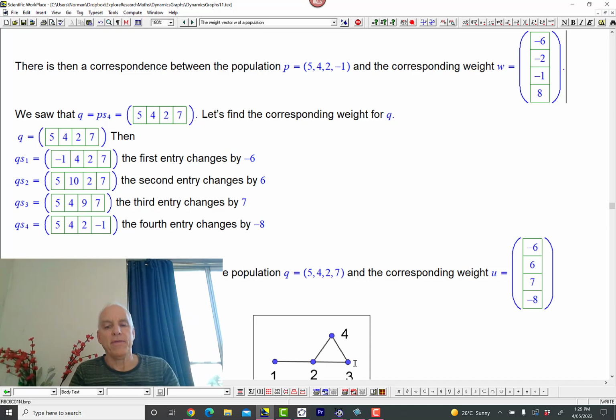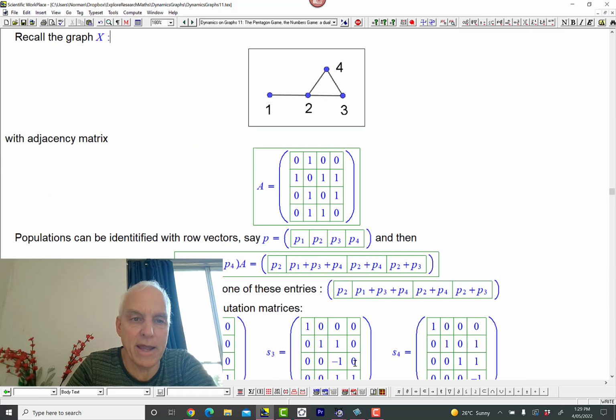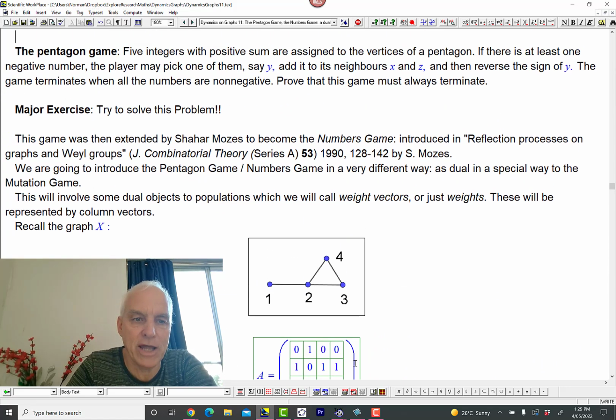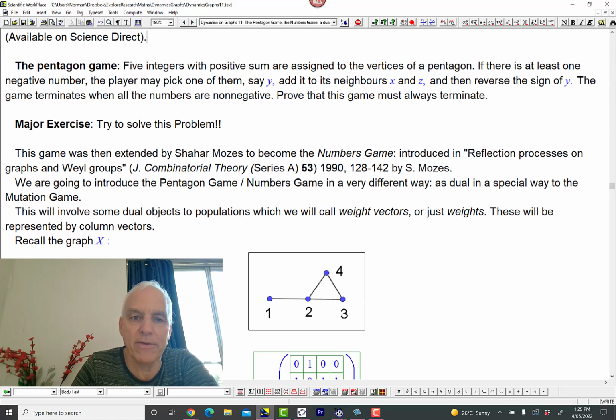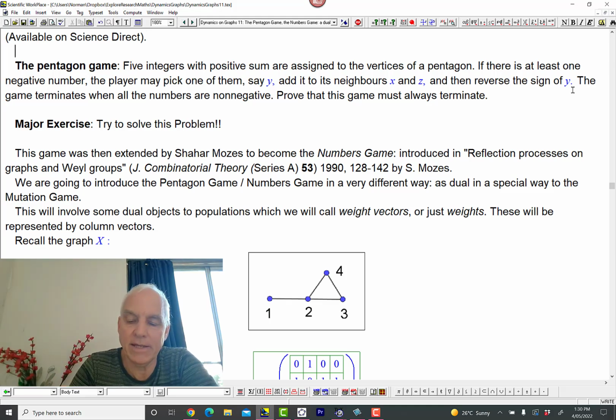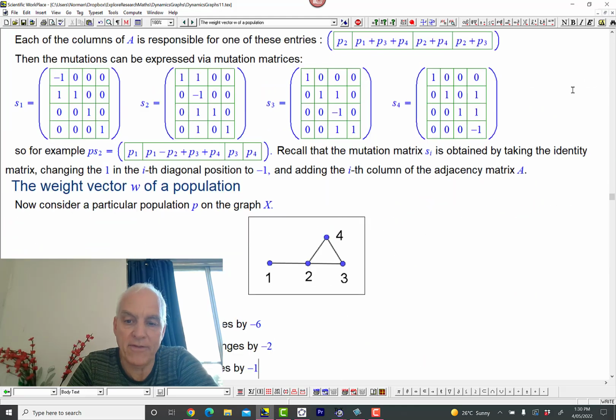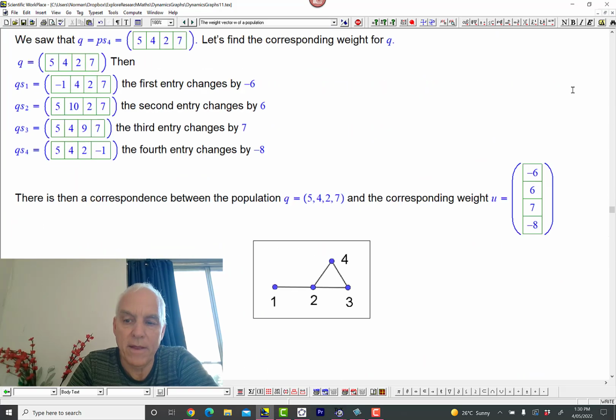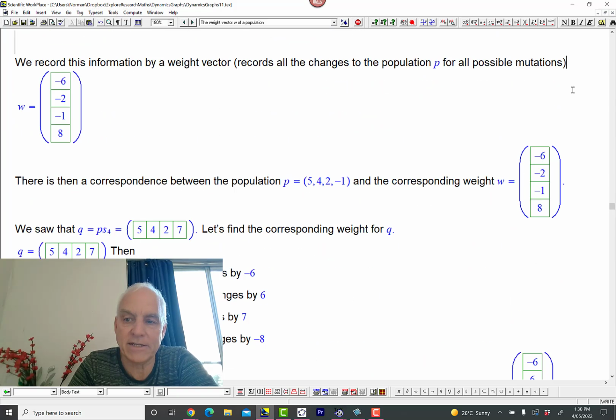Okay, so this should sound very much like the Pentagon game, right? Does it sound very much like it? Right? In Pentagon game, what happened? What happened to this value y? Well, we add it to its neighbors, x and z, and then we reverse the sign of y. That's exactly what we're finding here. So what's happening with the Pentagon game is the same kind of thing that's happening with these weights.